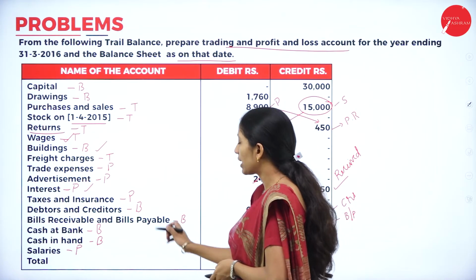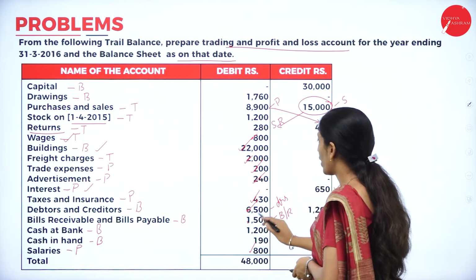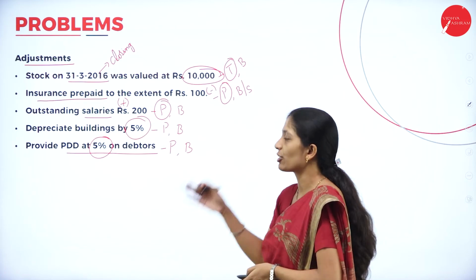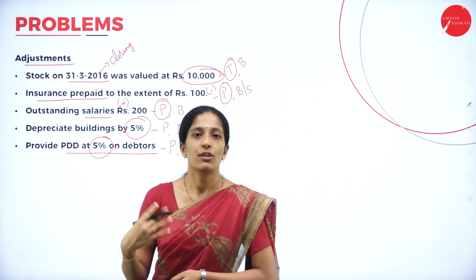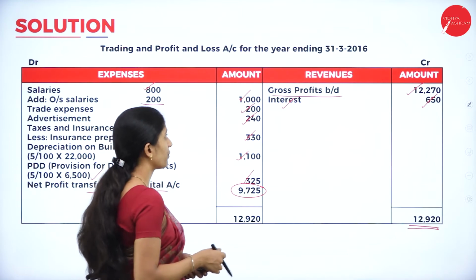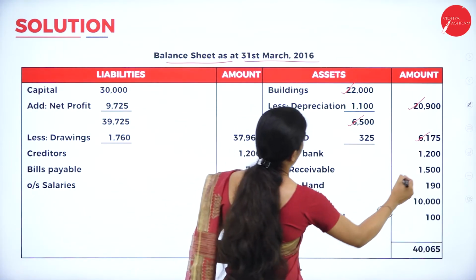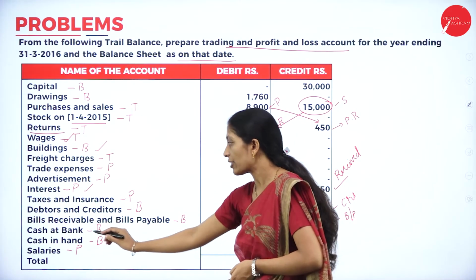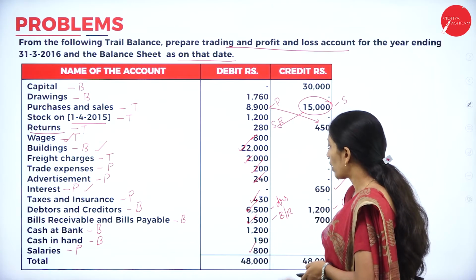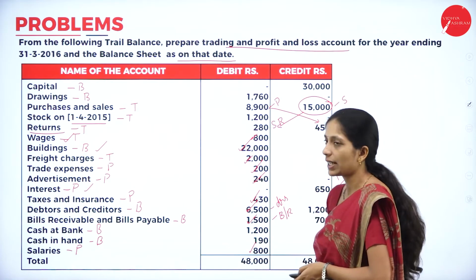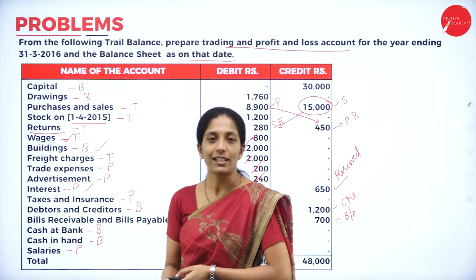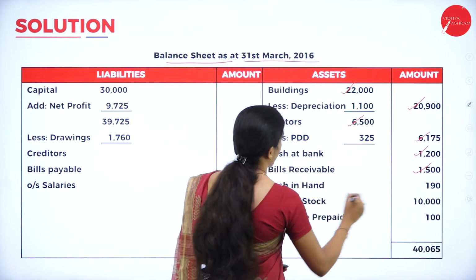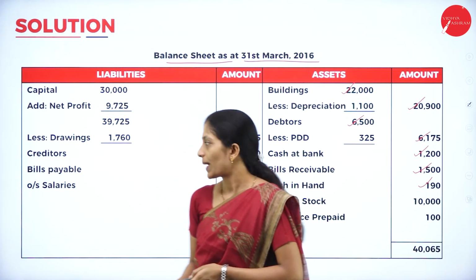Next asset after debtors. So we have bills receivable 1,500. There are no changes in bills receivable because there is no adjustment on bills receivable. So it remains the same. We will directly write it on the asset side of the balance sheet. So bills receivable how much? 1,500. Next one, after bills receivable we have cash at bank and cash in hand. That is 1,200 as well as 190. So there are no changes. So write directly in the balance sheet. So cash at bank 1,200, cash in hand 190.